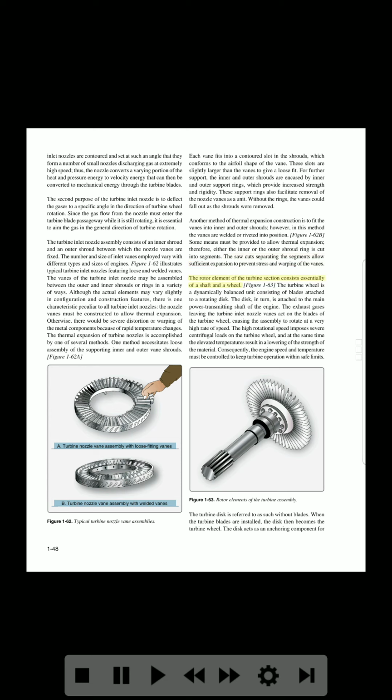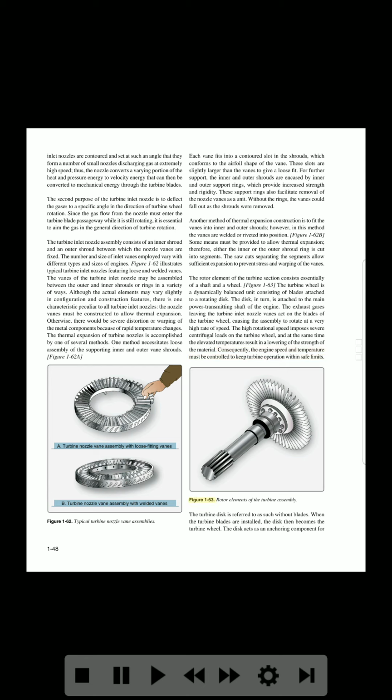The rotor element of the turbine section consists essentially of a shaft and a wheel. Figure 1-63. The turbine wheel is a dynamically balanced unit consisting of blades attached to a rotating disc. The disc, in turn, is attached to the main power transmitting shaft of the engine. The exhaust gases leaving the turbine inlet nozzle vanes act on the blades of the turbine wheel, causing the assembly to rotate at a very high rate of speed. The high rotational speed imposes severe centrifugal loads on the turbine wheel, and at the same time the elevated temperatures result in a lowering of the strength of the material. Consequently, the engine speed and temperature must be controlled to keep turbine operation within safe limits.